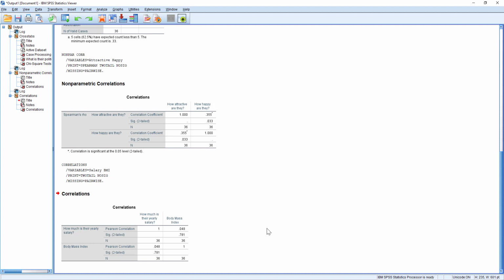So our null hypothesis was what? Our null hypothesis was that there's no relationship between salary and BMI. The alternate hypothesis was that there is a relationship between salary and BMI. In this situation, our Pearson R is 0.048. But don't get confused, okay? This is the Pearson's R. The significance level is 0.781. We compare that number with 0.05. Because it's greater than 0.05, we fail to reject the null.